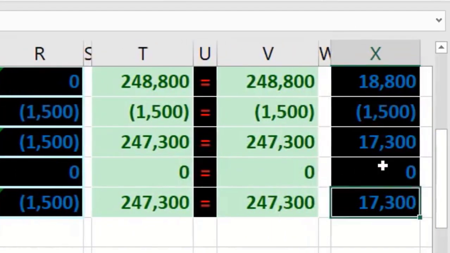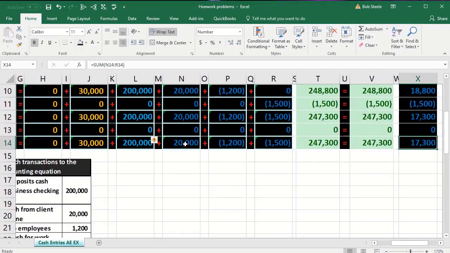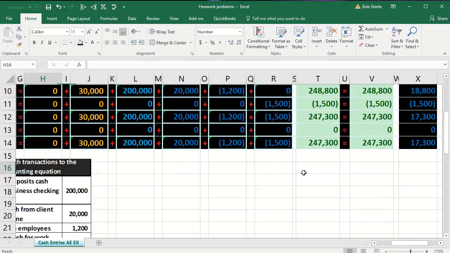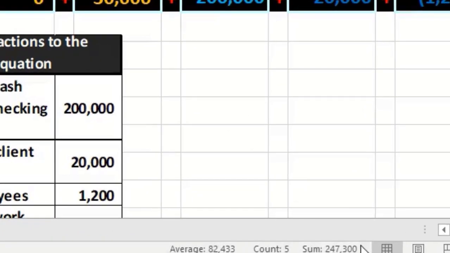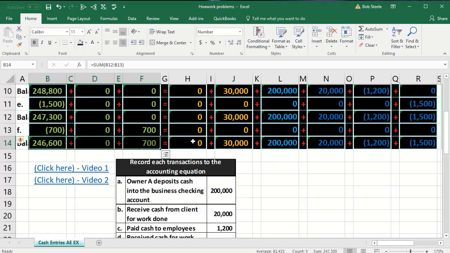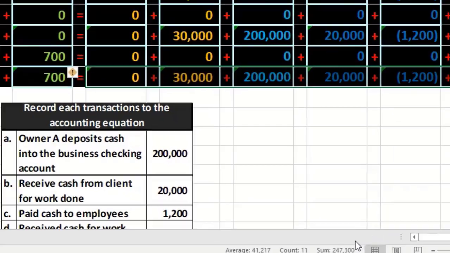So if we scroll back over here, we are in balance here. We see that net income is still remaining at $17,300, calculated as revenue minus expenses. Scrolling back down, revenue minus expenses, $17,300. And we can double check that the entire thing is in balance using Excel by just highlighting B14 to F14, which is $247,300, then highlighting the other side of the equal sign, the liabilities in H14 through R14, giving us the $247,300. Therefore, we are in balance.